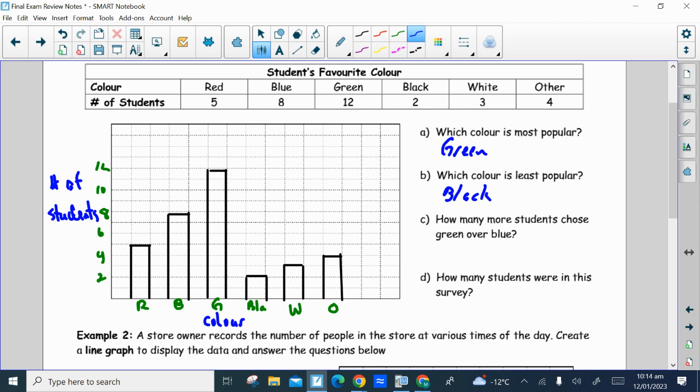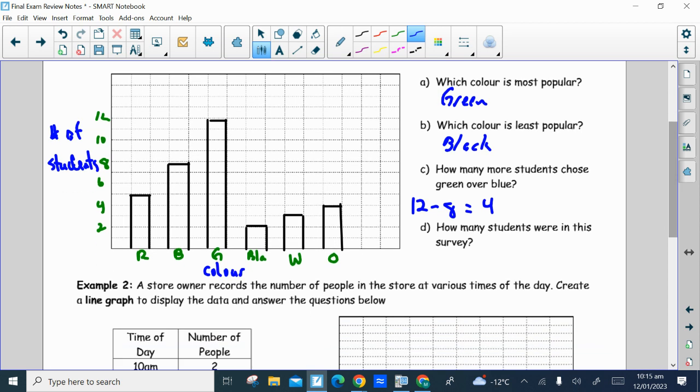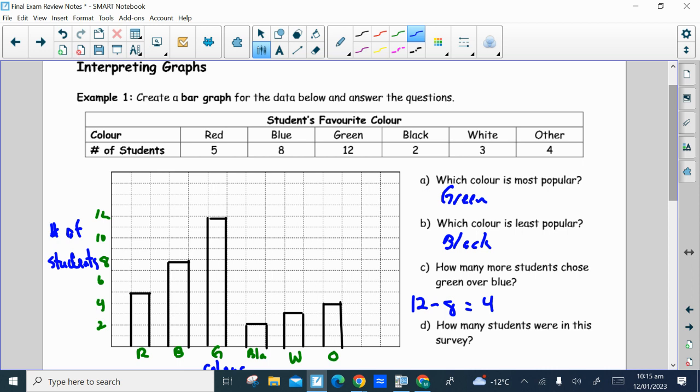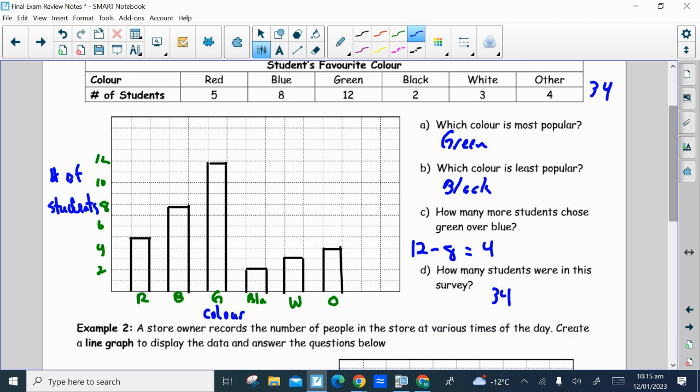For C, how many more students chose green over blue? Well, there were 12 that chose green and 8 that chose blue, so that would be a difference of 4 students. How many students were in this survey? Well, we'd have to add them all up. So look at the table: 8 and 5 is 13, plus 12 is 25, looks like 34 altogether. That's how many students were in the survey.